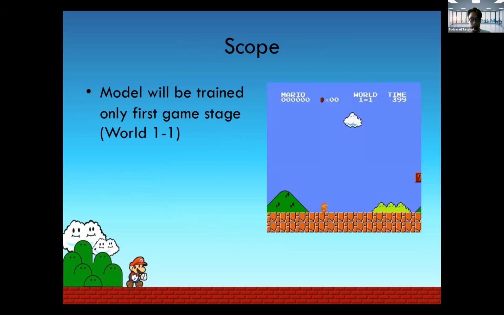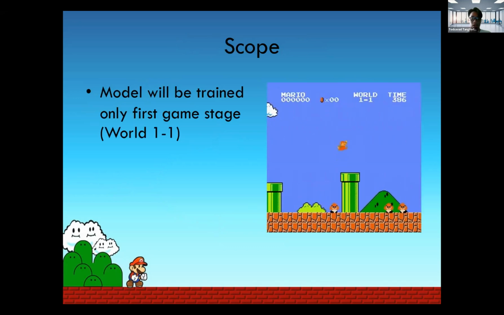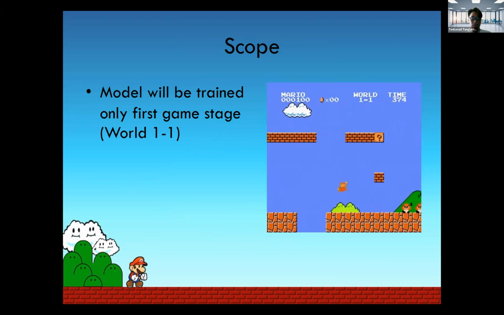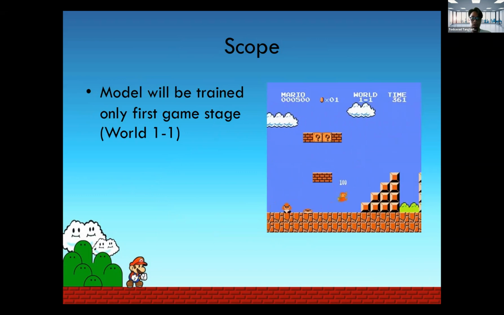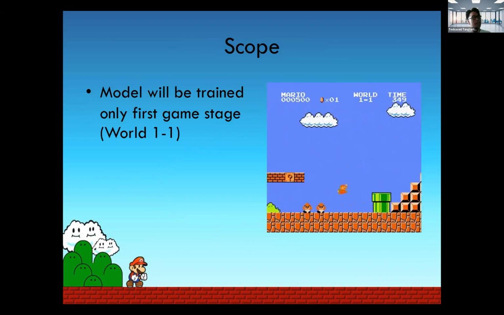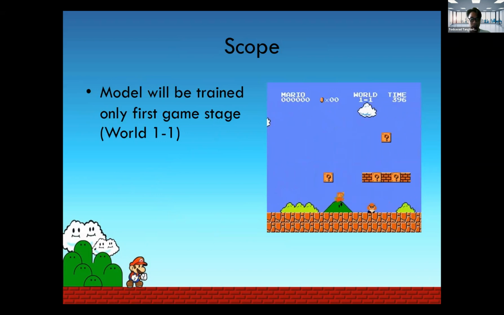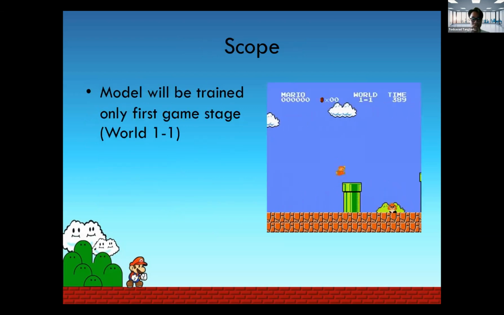Next, this is the scope that Tonson said earlier. We're going to test only one stage, because we found that testing the whole game would take around 80 hours. Next slide. This is the reference that we found. Yeah, that's it.